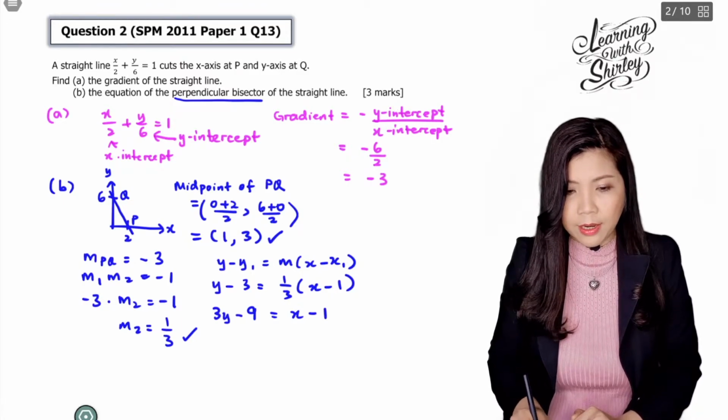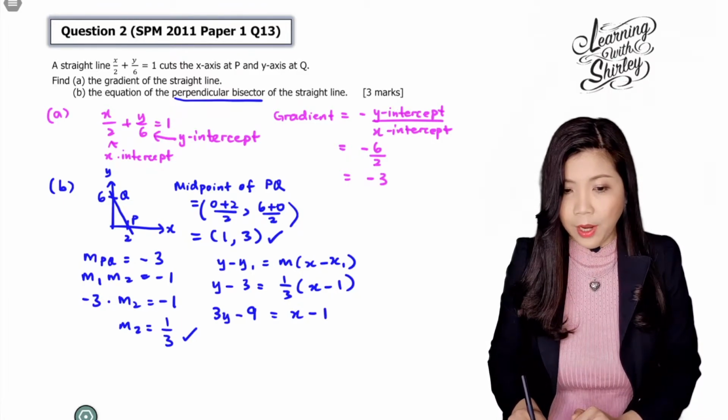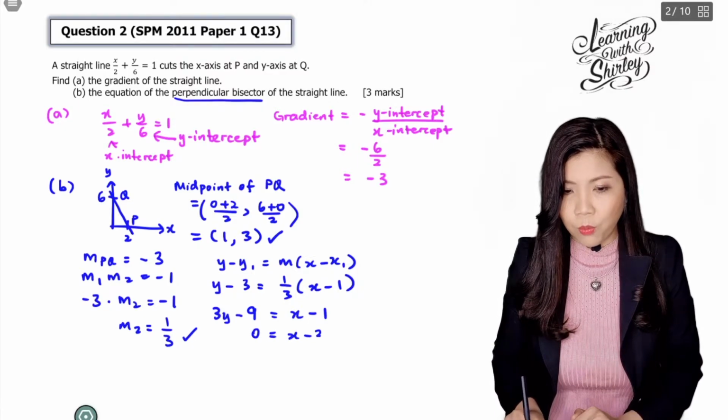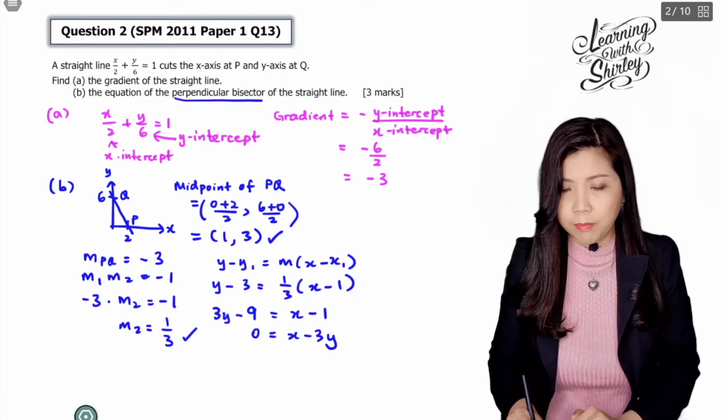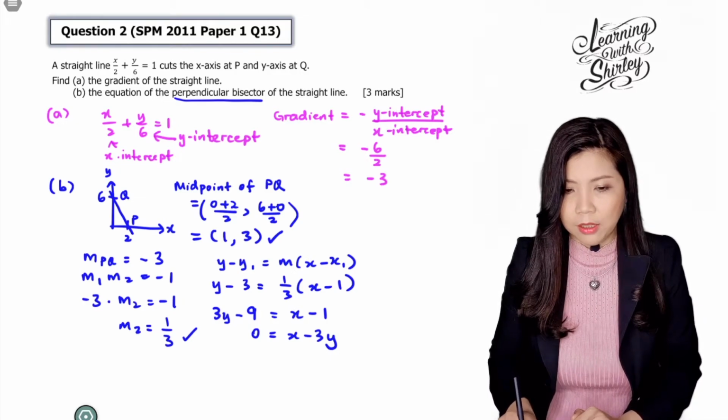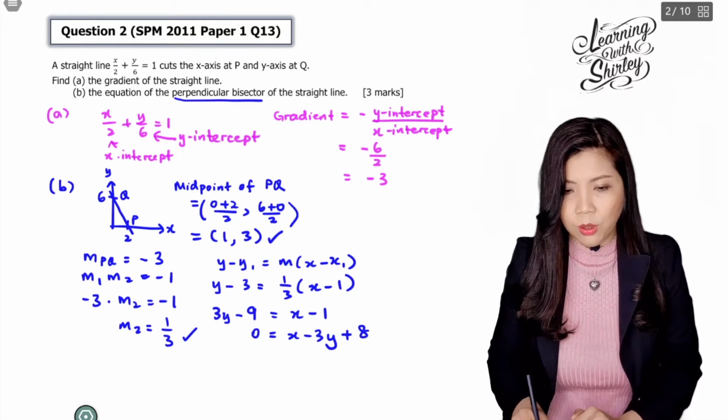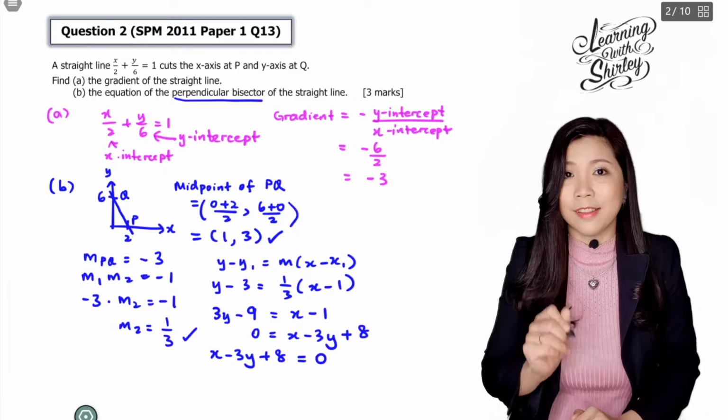Then next, I'm going to move everything to the right, so it becomes 0 equals x minus 3y. And then negative 1 plus 9 is 8, so plus 8. I swap it over because I want my answer to be in general form, so equals 0. So this is the final answer for B.